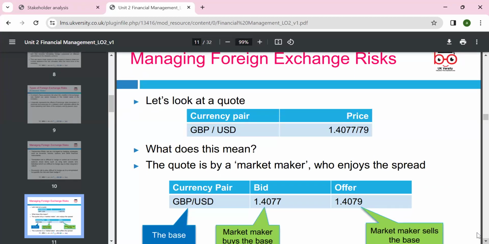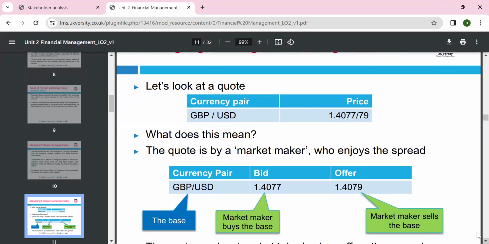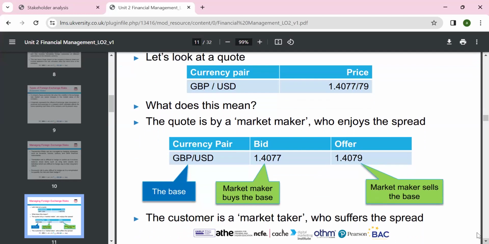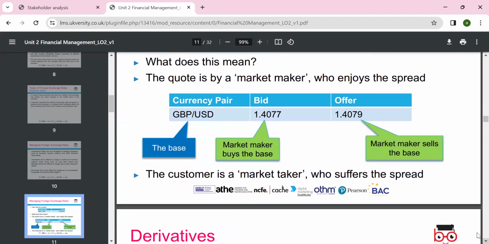Okay, managing foreign risk. Let's look at the currency pairs. Pound and dollar is 1.49, and we can look at the purchase, the bid and the offer price, which keep on changing. Market makers buy the base and market makers sell the base.